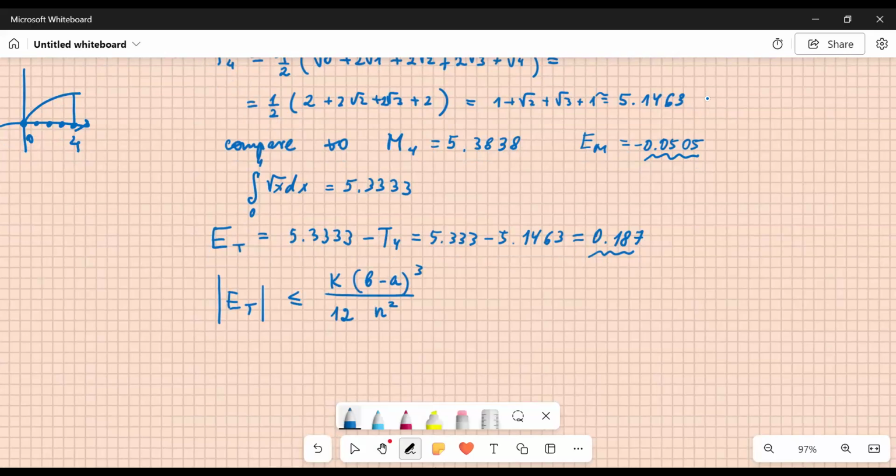For comparison, the error of the midpoint rule is going to be... you see that the estimation of error for the midpoint rule is twice better than the estimation for the trapezoid rule. And we see that it's even more than twice better in our experimental result. Well, unless I made a mistake somewhere, which hopefully I didn't, but who knows. Okay, so that's going to be the case.